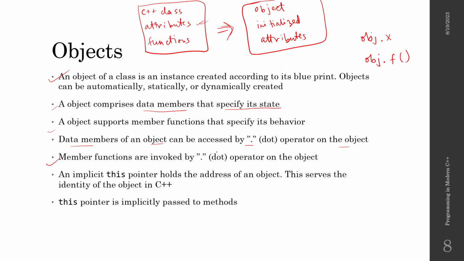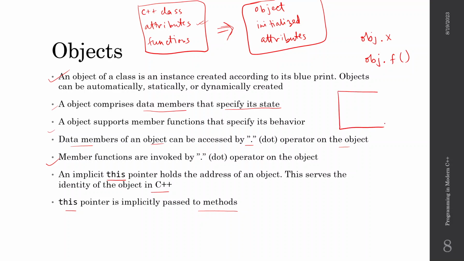Member functions are invoked by the dot operator on the object. And this is an important thing. An implicit this pointer holds the address of an object. This serves as the identity of the object in C++. It is implicitly passed to all the methods. So what it means is that this keyword does not work outside the context of an object. It is specific to an object.